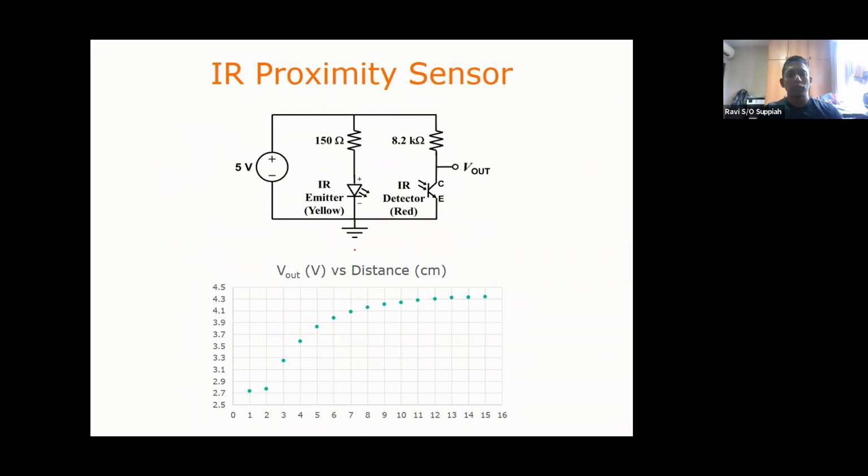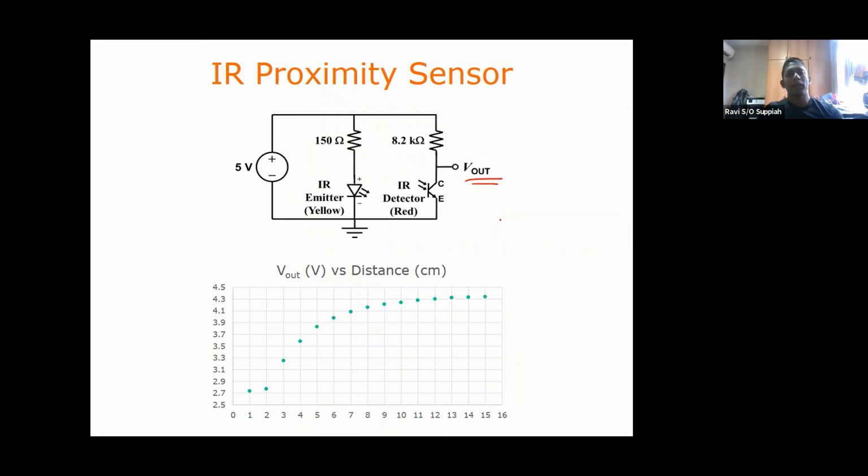Okay, so let me go through a quick review first. The first thing that we did was the IR proximity sensor. We built up the circuit, and we measured the voltage coming out based on the distance.